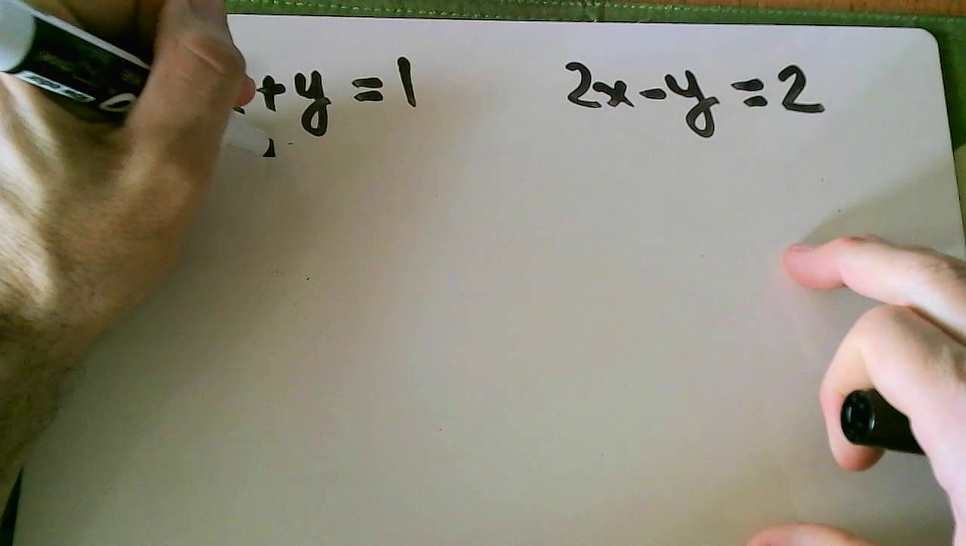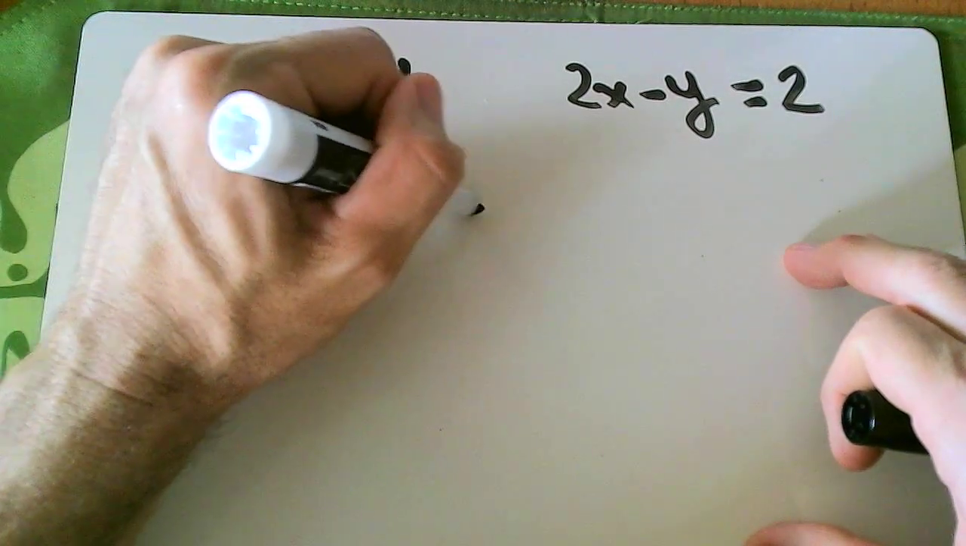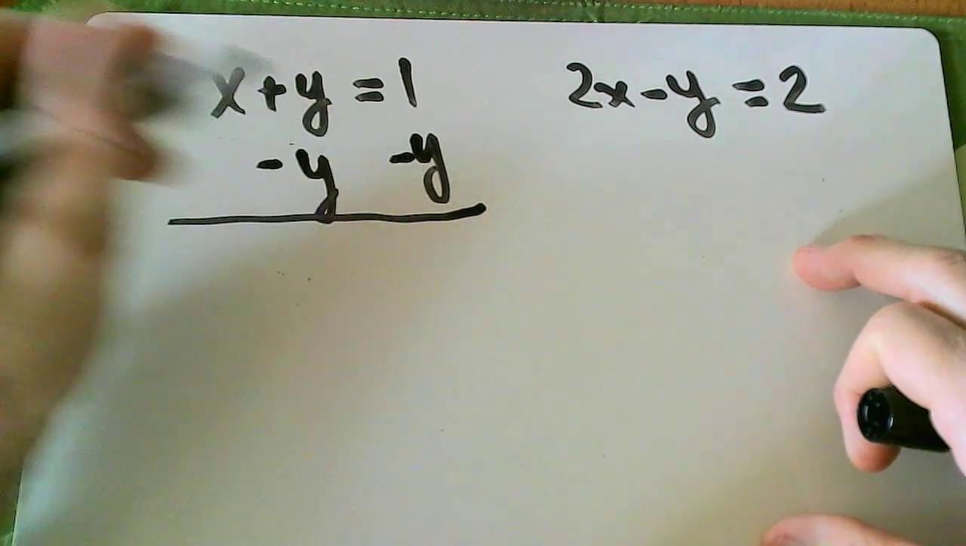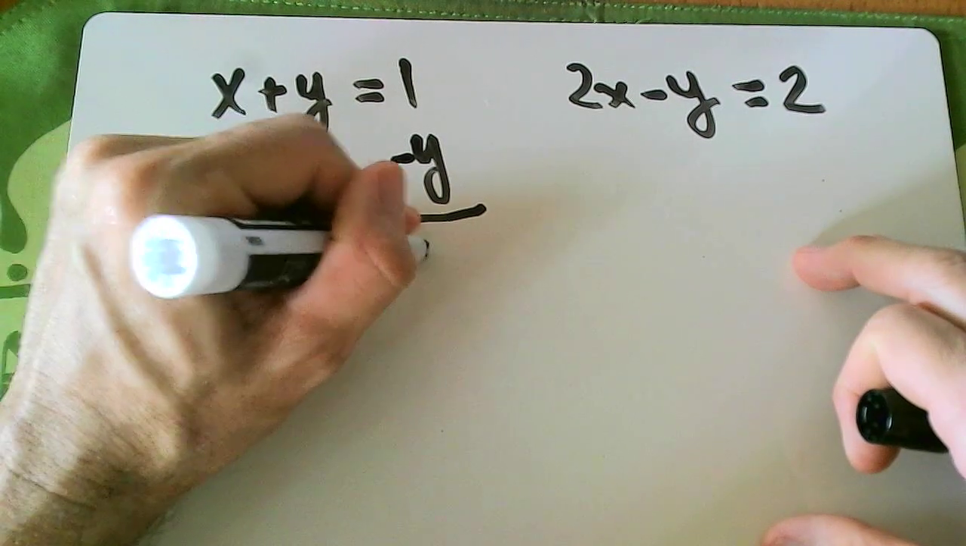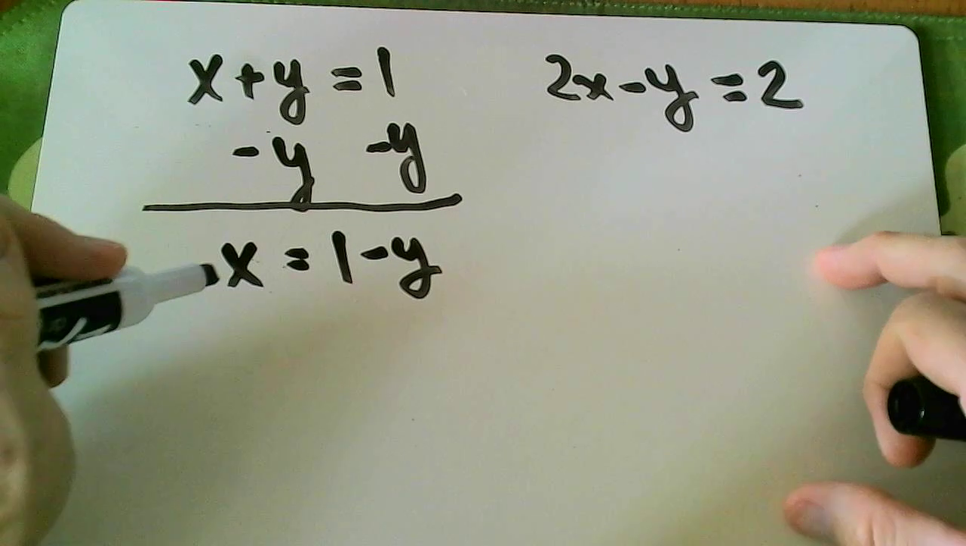What I'm going to do for this equation is subtract y from both sides. Remember, whatever you do to one side, you have to do to the other to keep it in balance. And so this equation now becomes x equals 1 minus y. Now this is in a form that would work out well for substitution.